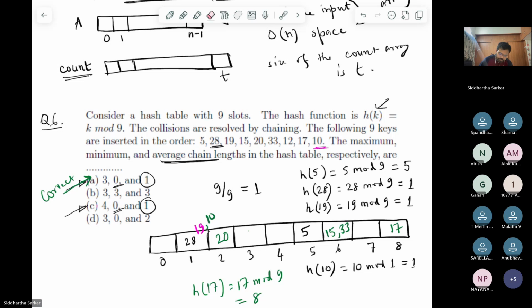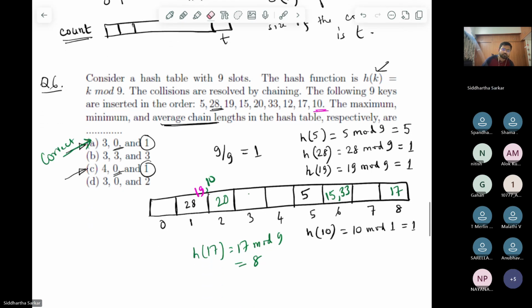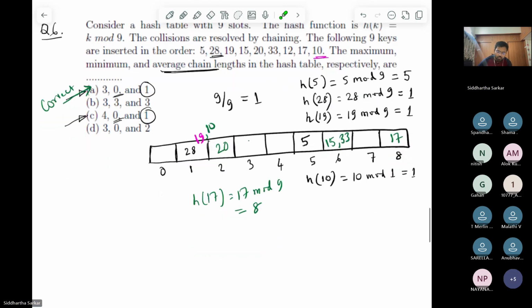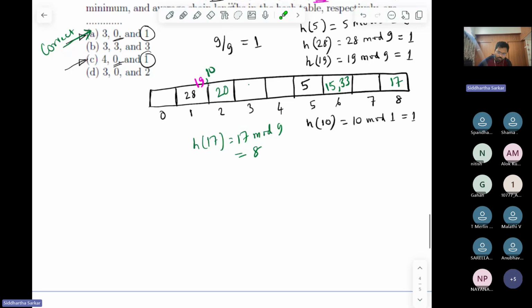All right. Any doubts on this question? Yeah, Alok is also correct. Alok had answered 33 for, I think, slot 6. That's correct. So we'll see one more question before the break.